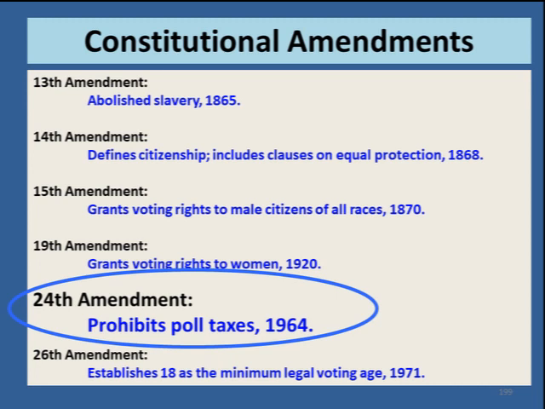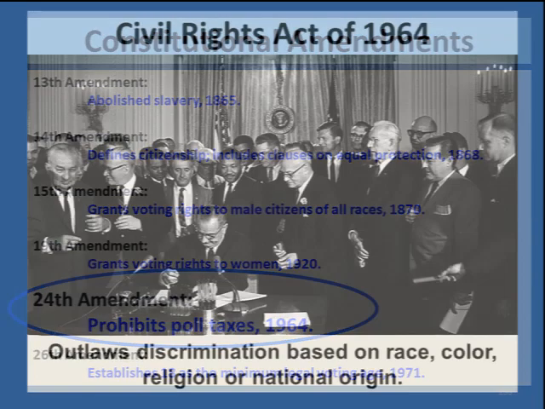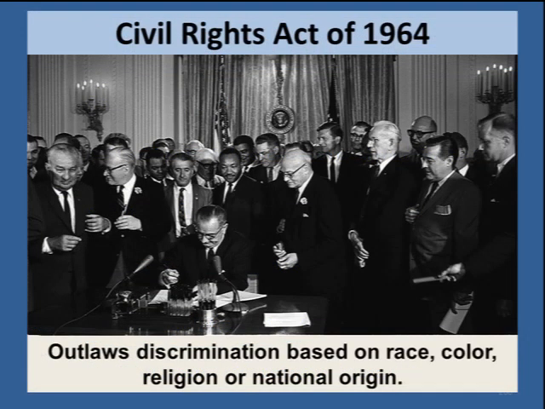This amendment outlawed poll taxes. Later that year, the Civil Rights Act of 1964 was also passed. That act outlaws all segregation and other forms of discrimination based on race, color, religion, or national origin. President Lyndon Johnson signed the bill on July 2, 1964.